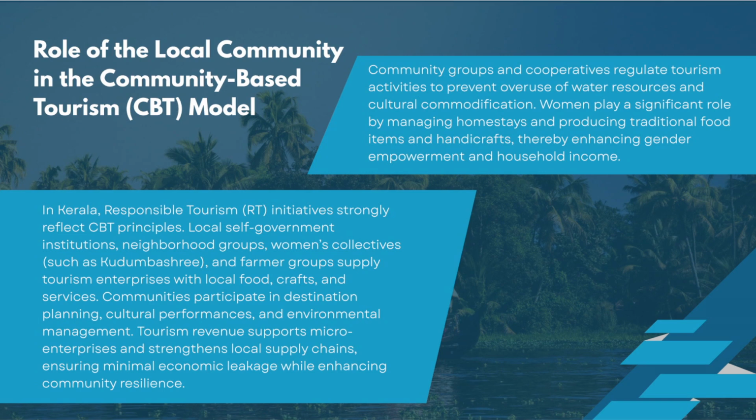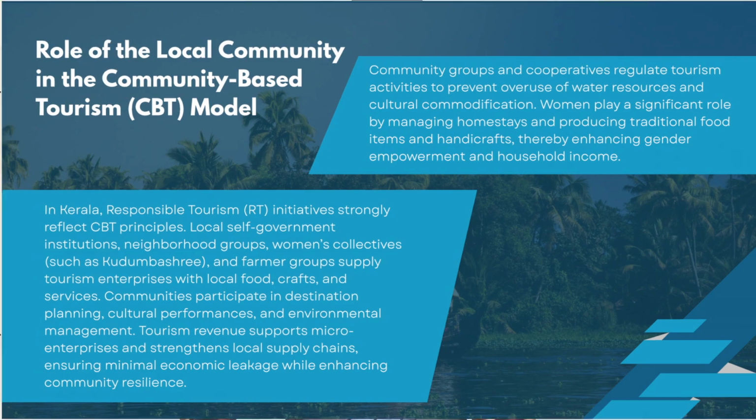In Kerala, responsible tourism initiatives strongly reflect community-based tourism principles. Local self-government institutions, neighborhood groups, women's collectives, and farmer groups supply tourism enterprises with local foods, crafts, and services. Communities participate in destination planning, cultural performances, and environmental management. Tourism revenue supports micro enterprises and strengthens local supply chains, ensuring minimal economic leakage while enhancing community resilience.